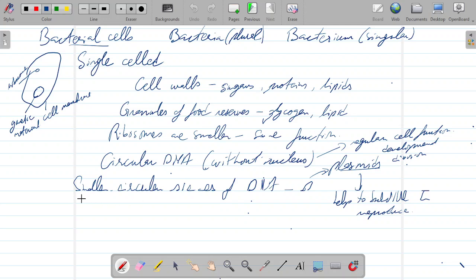And then they've got small circular pieces of DNA. Let me rewrite that. So there are small circular pieces of DNA called plasmids.